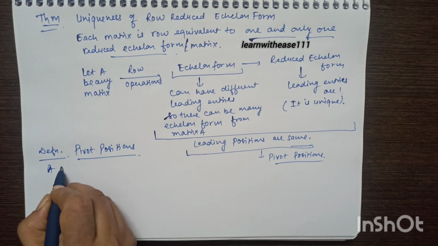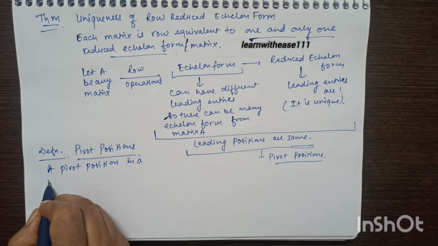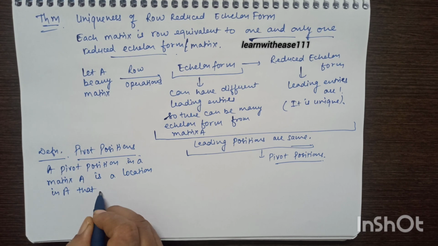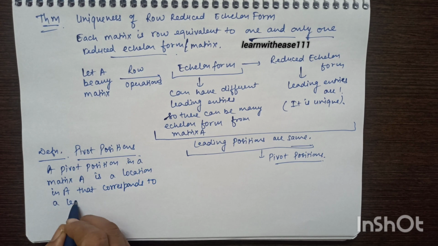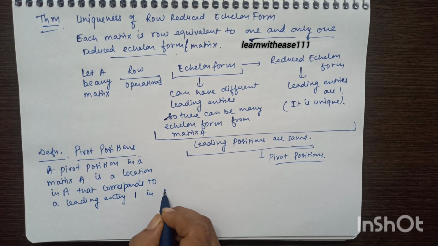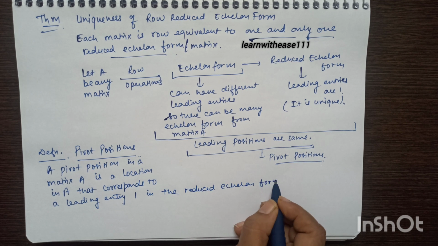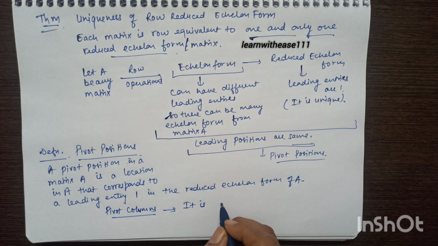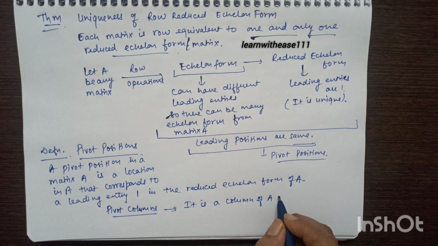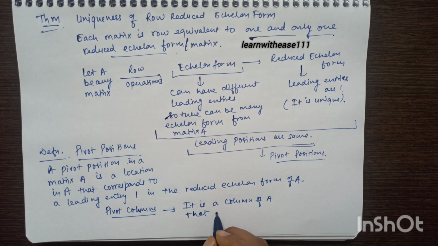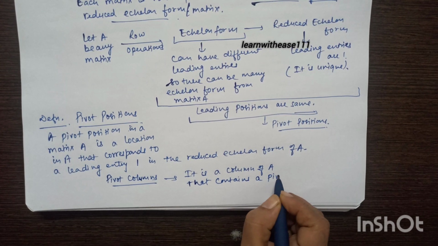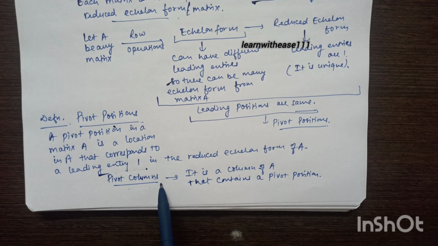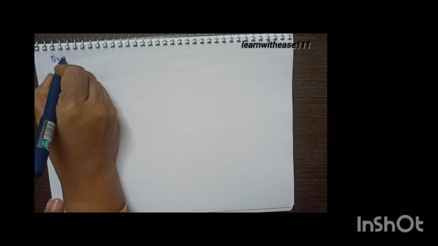A pivot position in a matrix A is a location in A that corresponds to a leading entry 1 in the reduced Echelon form. So whichever position corresponds to a leading entry, that position is called the pivot position. And the column which contains the pivot position is called the pivot column. It would be more clear with a question. So next I'm discussing a question based on the same.